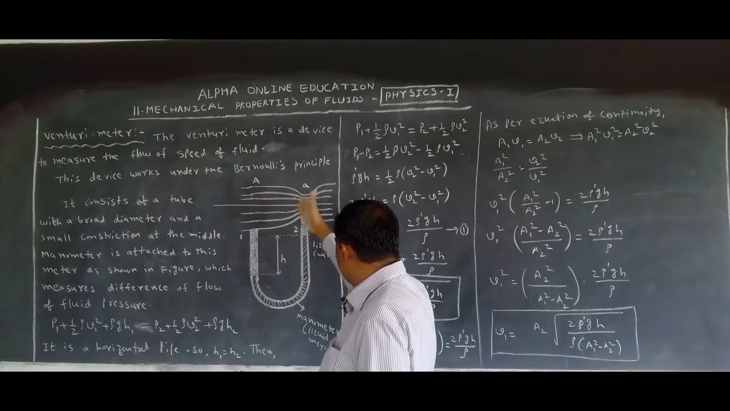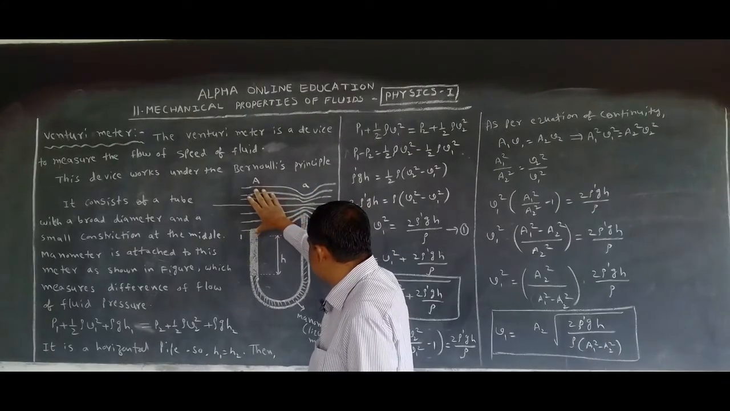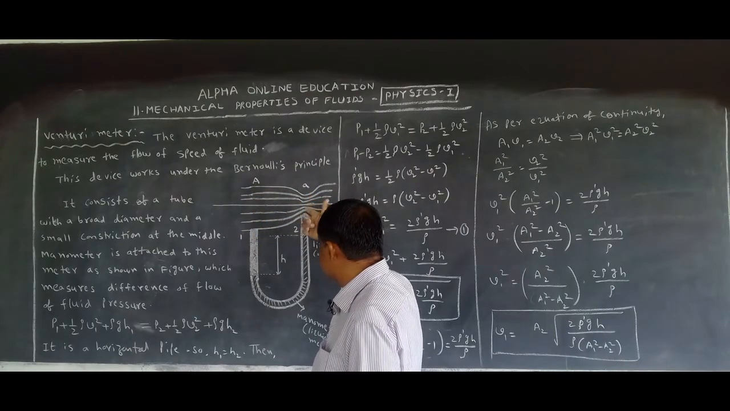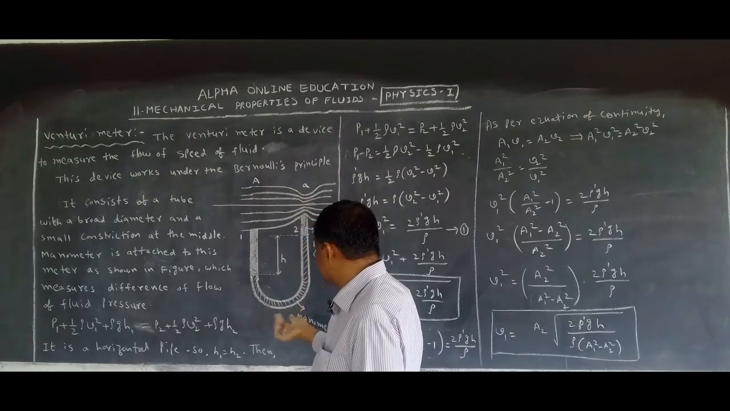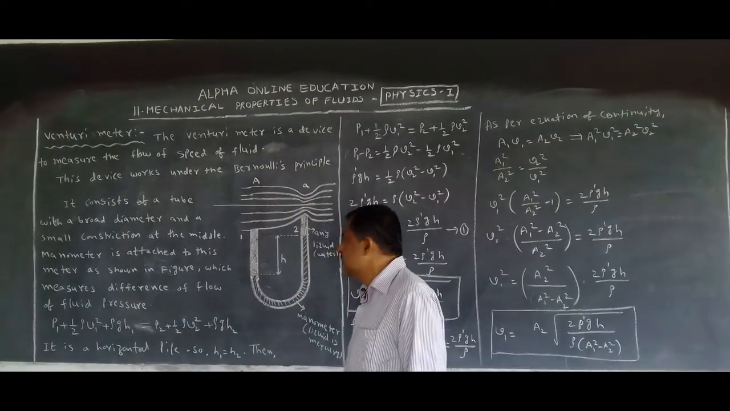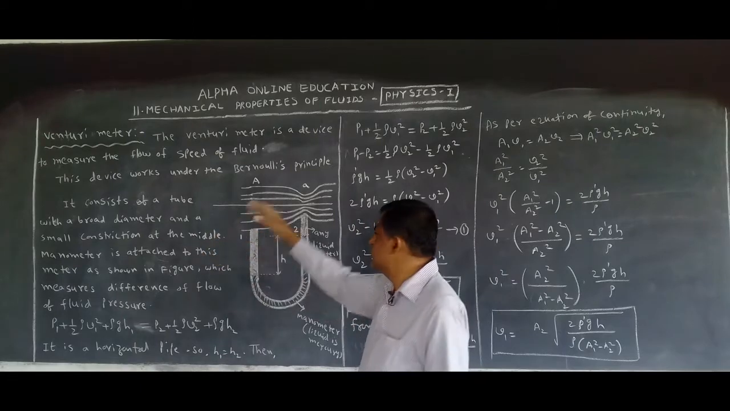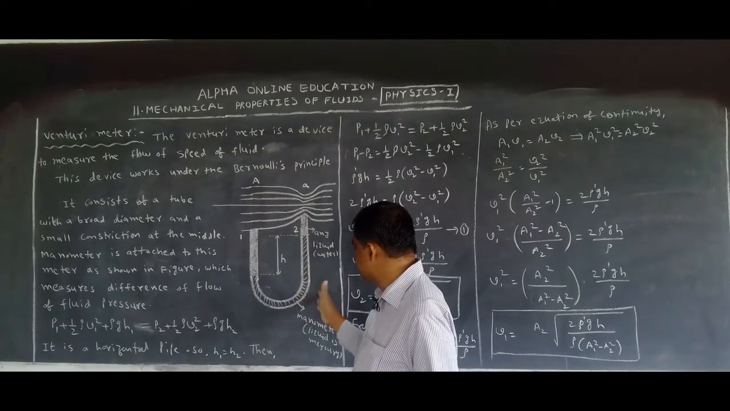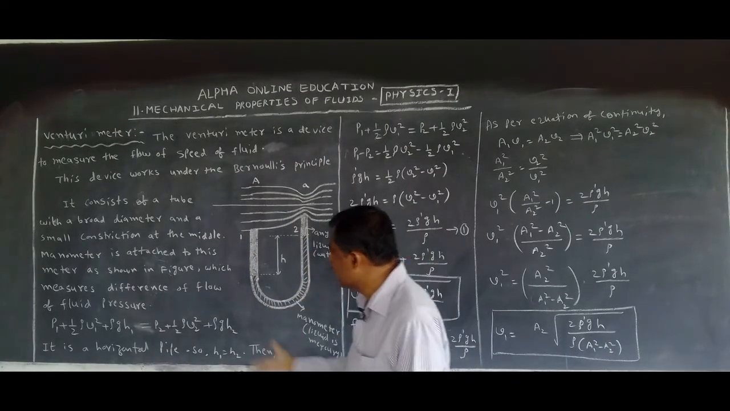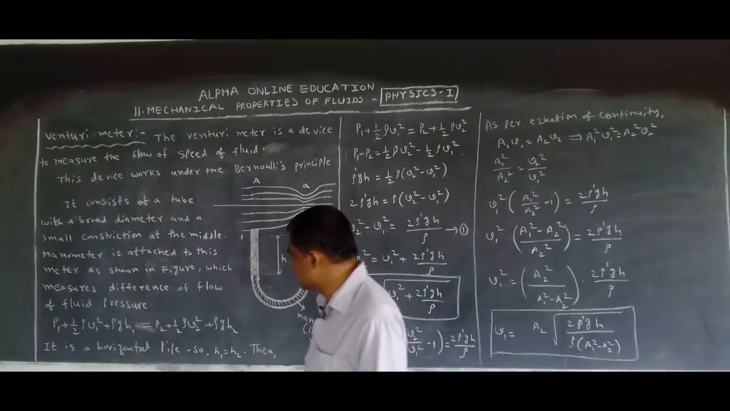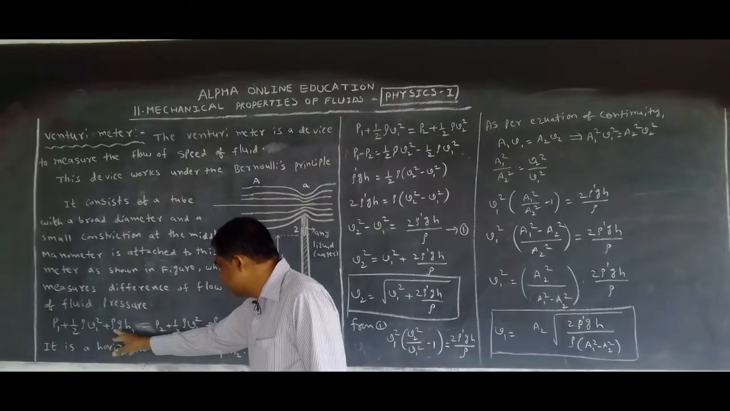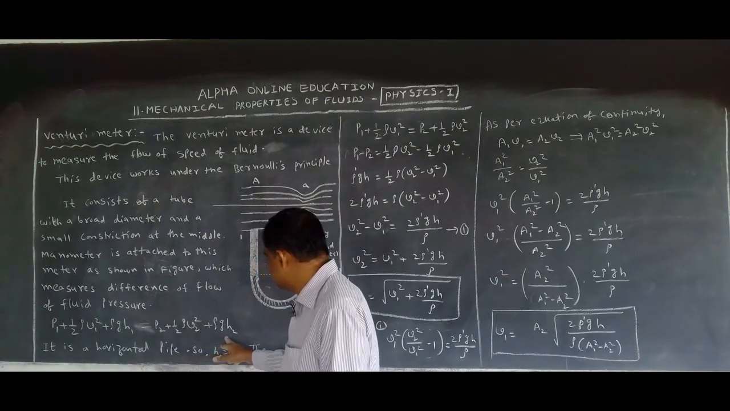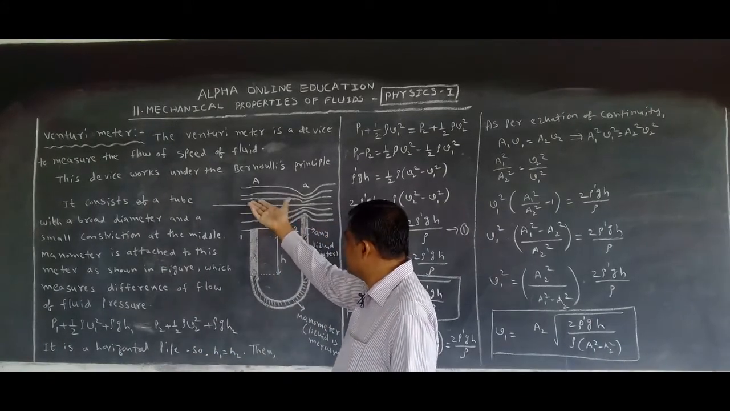Now the liquid flows here. Where the area is more, the pressure is less, but where the area is less, the pressure is more. The difference of pressure is measured by the manometer. Now we use Bernoulli's principle. What is Bernoulli's principle? P1 plus half rho V1 square plus rho G H1 is equal to P2 plus half rho V2 square plus rho G H2.